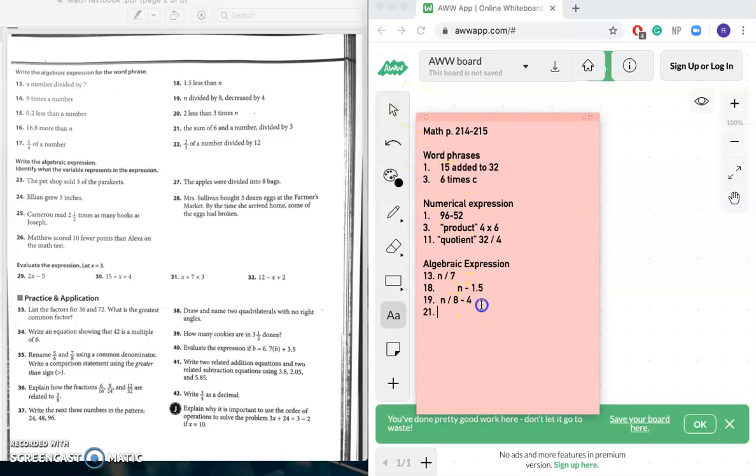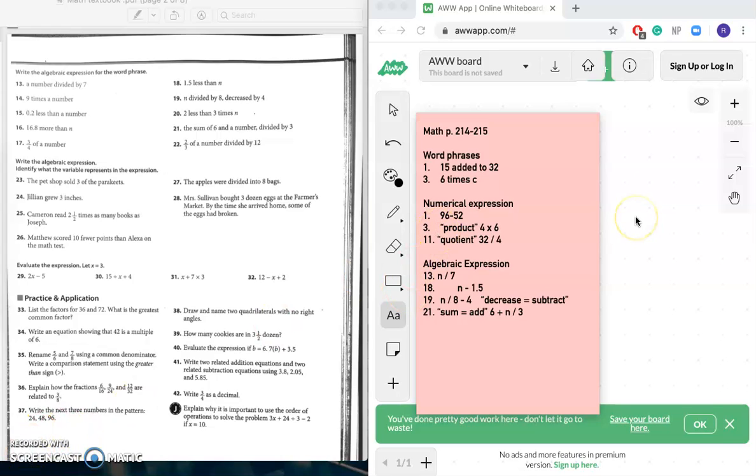21, we see the sum of 6 and a number divided by 3. If you remember, sum means to add. So that would be 6 plus a number, n, divided by 3.